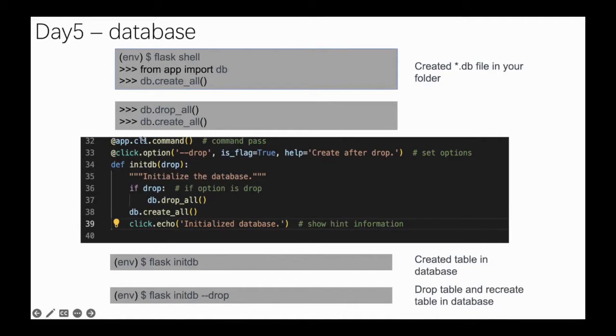Of course, you can also use Python code to create the database, using an initdb command and also a CLI command, and then you just use this Python command, flask initdb, to initialize your database and create a table in the database. It's very simple, and of course you can drop the table and create the table in the database using this command.